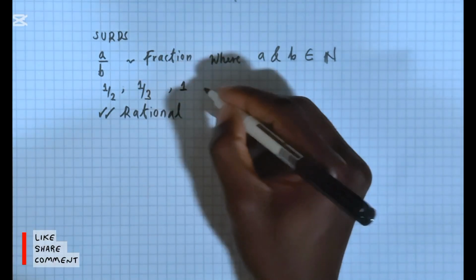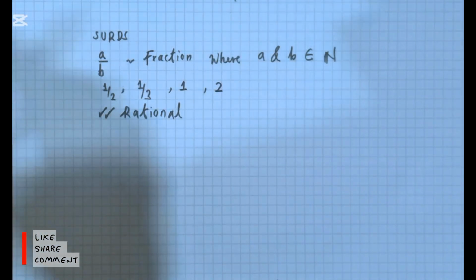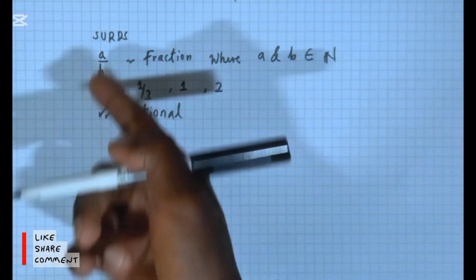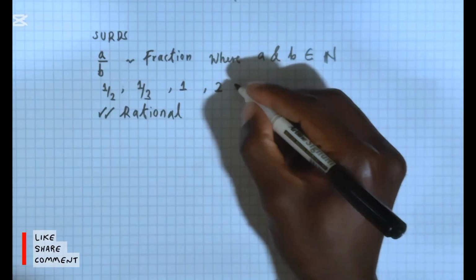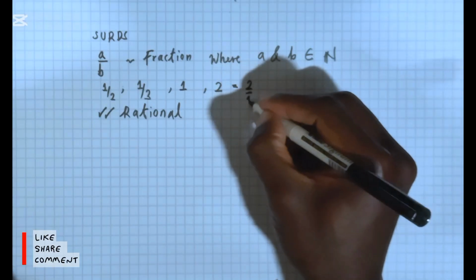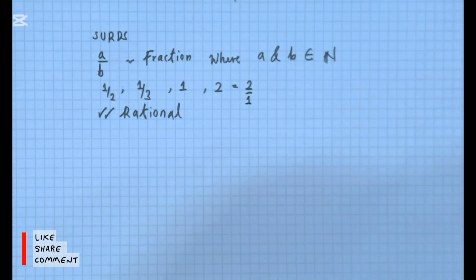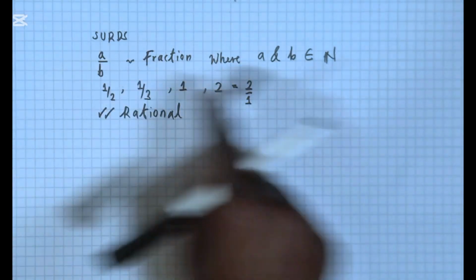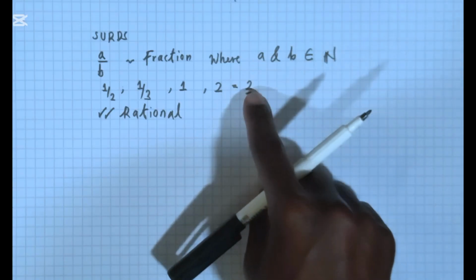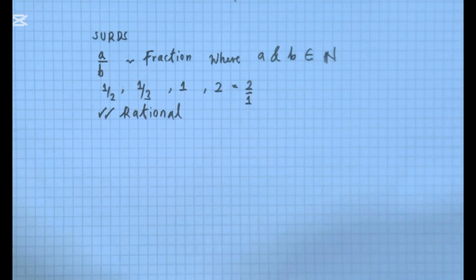It may include a number like 2, because we can write 1 and 2 also in the form a all over b. So 2 here, for example, would be the same as 2 all over 1. This is still a rational number. We've written 2 as a fraction, a over b, and of course 2 is an integer and 1 is also an integer, hence that qualifies to be a rational number.